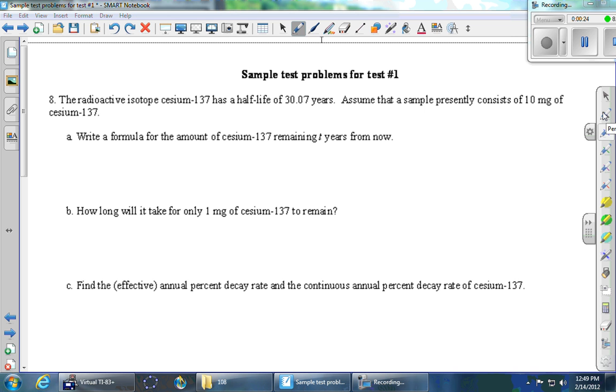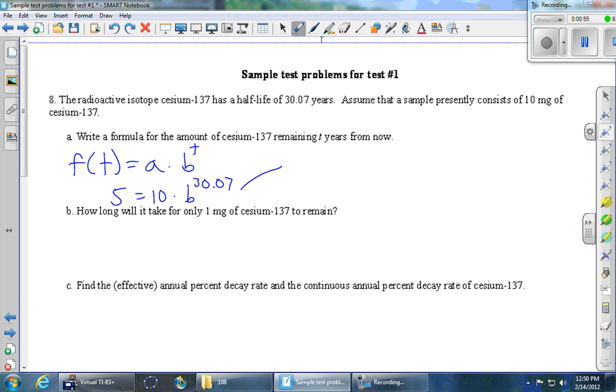Okay, so this is a radioactive decay, so we're going to use either PERT or the other formula, A times B to the t. So we'll fill in what we know. We know that initially there's 10 milligrams, that's A. We don't know B. We do know that there's a half-life of 30.07 years. So if I wait 30.07 years, I will end up with half of whatever I started with. And I started with 10. So after 30 years, I will end up with 5.